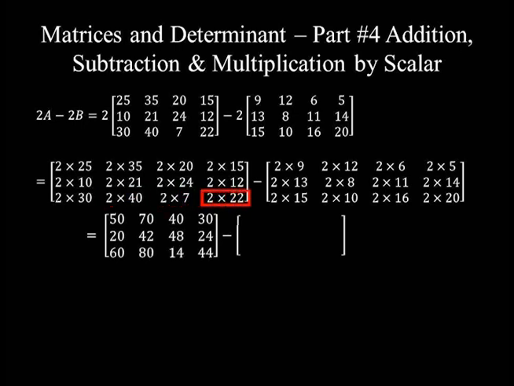22 is 44. When we move to the right hand side matrix, 2 times 9 is 18, 2 times 12 is 24, 2 times 6 is 12, and 2 times 5 is 10. Row 2 of the right hand side matrix, 2 times 13 is 26, 2 times 8 is 16, 2 times 11 is 22, and 2 times 14 is 28. In row 3, 2 times 15 is 30, 2 times 10 is 20, 2 times 16 is 32, and 2 times 20 is 40.